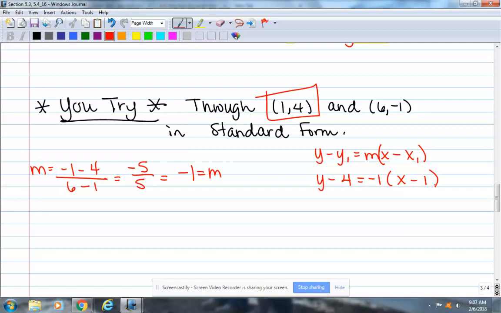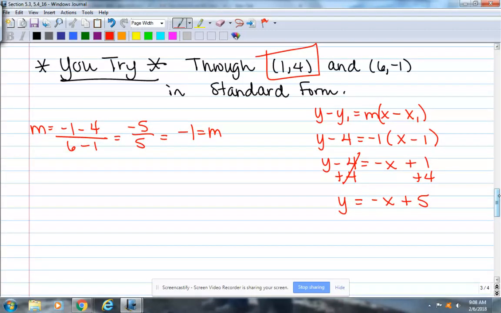I'm going to distribute first. So that gives me -x plus 1. Be careful with that negative times a negative because people miss that. Then what? Add 4 to both sides. And so I get y equals what? Plus 5. And that's in slope-intercept.